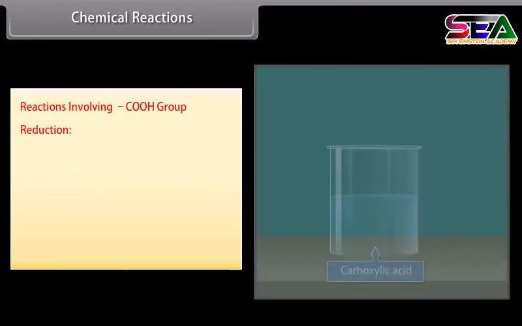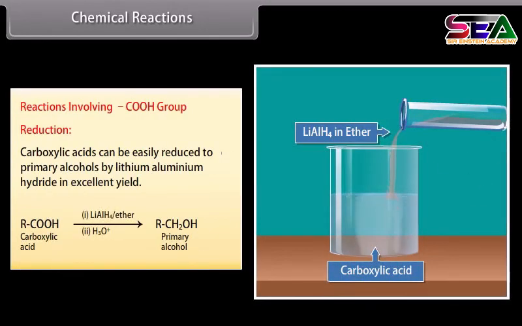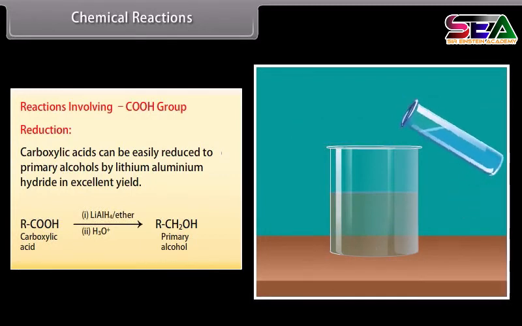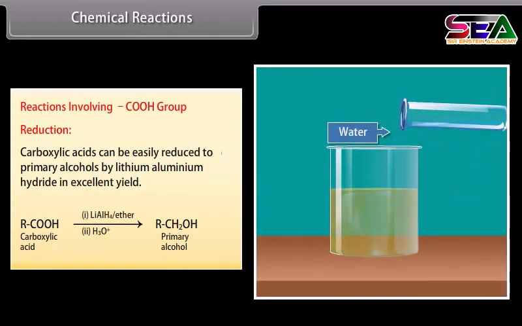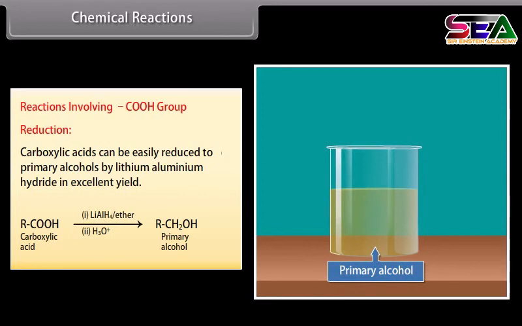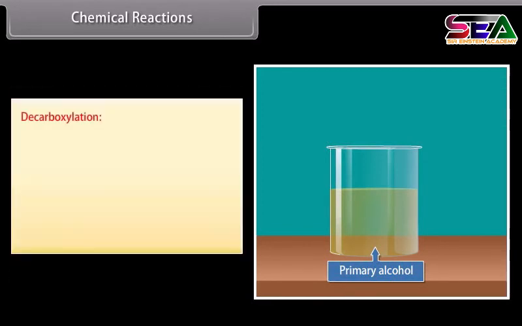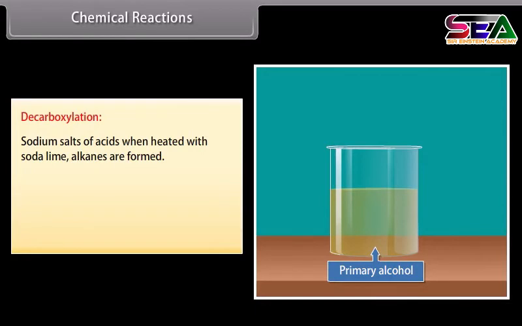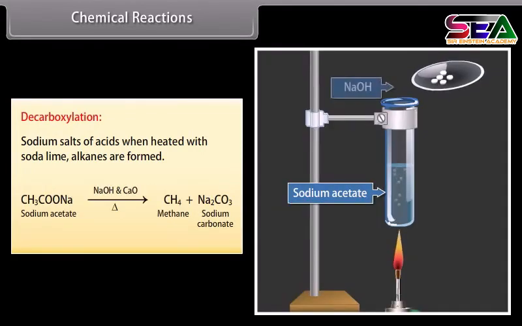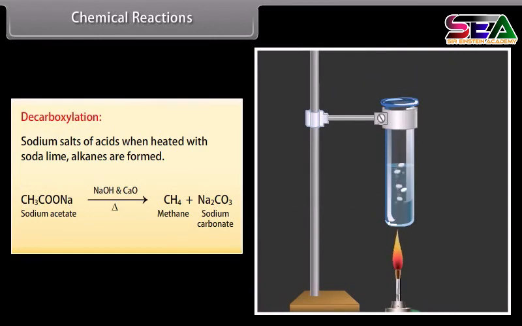Chemical reactions. Reactions involving the carboxyl group. Reduction: carboxylic acids can be easily reduced to primary alcohols by lithium aluminium hydride in excellent yield. Decarboxylation: sodium salts of acids, when heated with soda lime, form alkanes. When sodium acetate is heated with sodium hydroxide and calcium oxide, it forms methane and sodium carbonate.